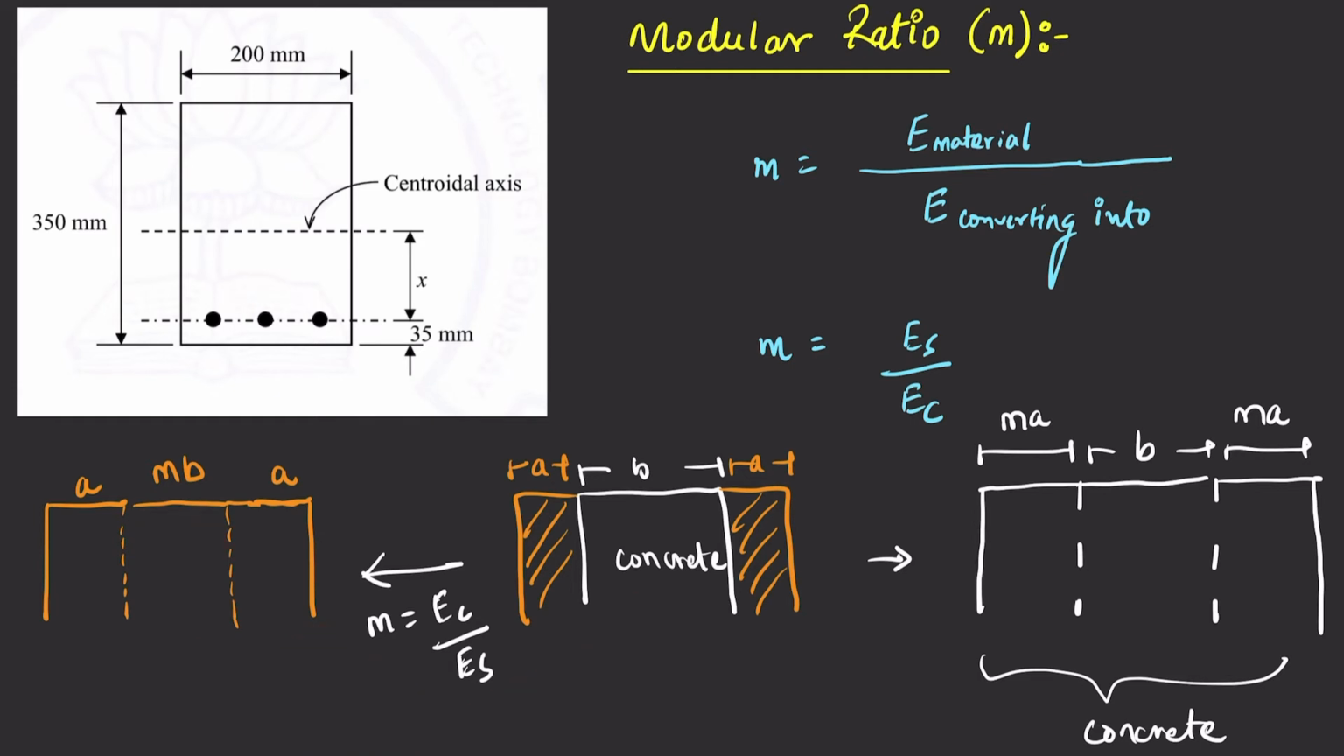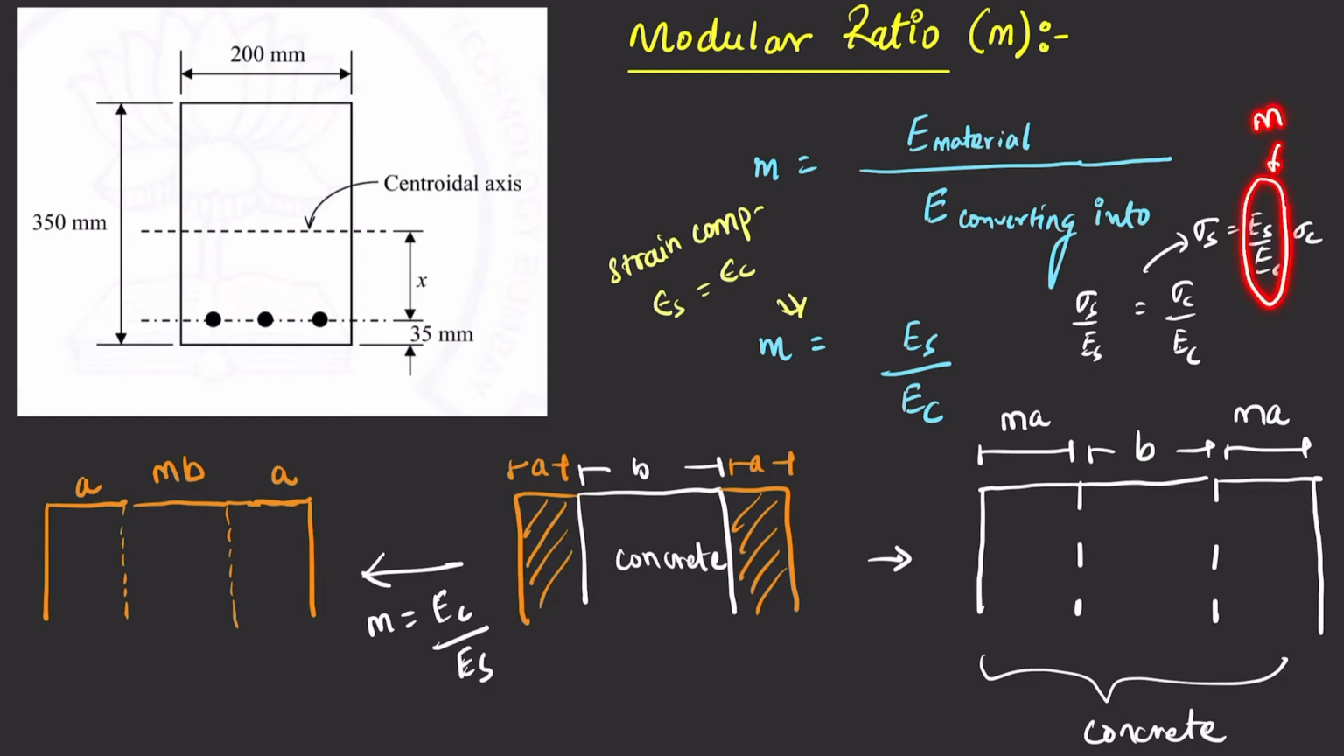Also, one more thing: where does this formula come from? It comes from the strain compatibility equation. Strain in steel at this particular point is equal to strain in concrete. Putting in the formula for strain, which is stress over elasticity, for both, stress in steel will be equal to Es over Ec multiplied by sigma c. Here Es over Ec is our modular ratio, which shows the stress in steel will be greater than the stress in concrete at that point.